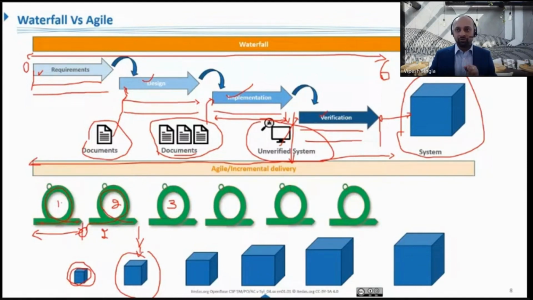Now I have a question for you. By the end of, let's say, 4.5 months, how many product increments would we have delivered in Waterfall? Can someone answer that? And how many would have been delivered in Agile? Anyone want to volunteer? By the end of 4.5 months, from here to here, how many product increments would we have delivered?